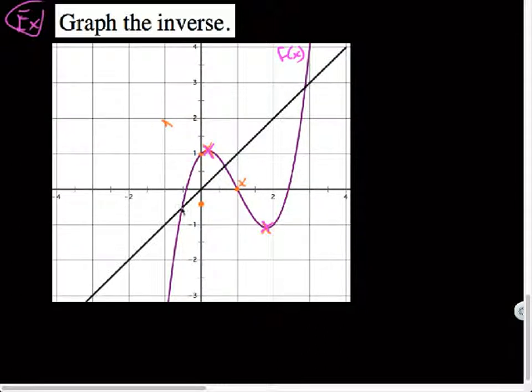Now let's see. Where would this point be mirrored to? It would just be mirrored right to itself. And this point would be mirrored to itself. This point would be mirrored to itself. Where would this point be mirrored to? This is about like 2.4. So mirrored this way would be up at like 2.4 on the y-axis this time.